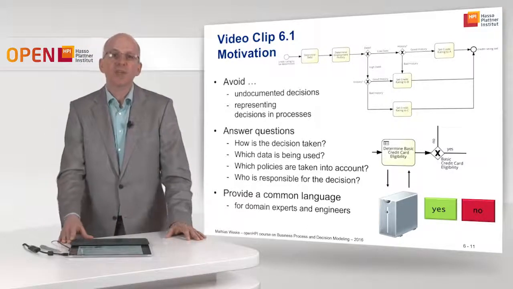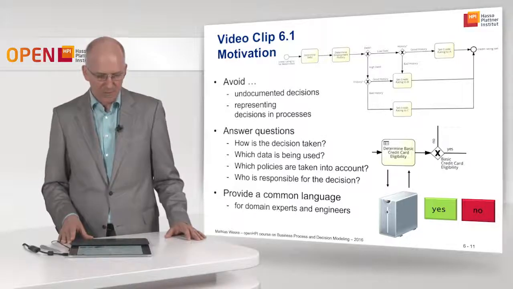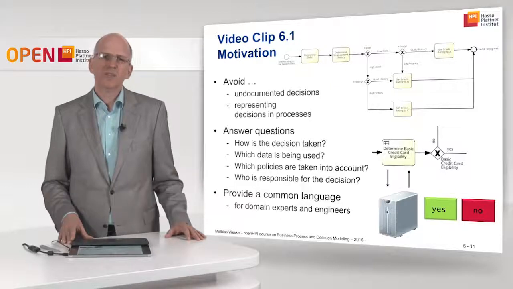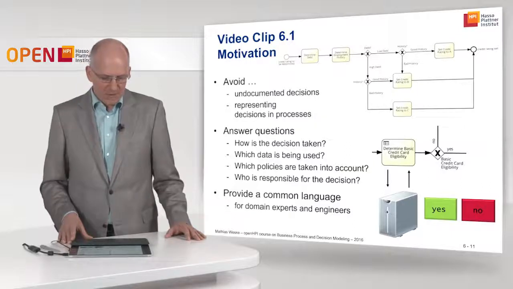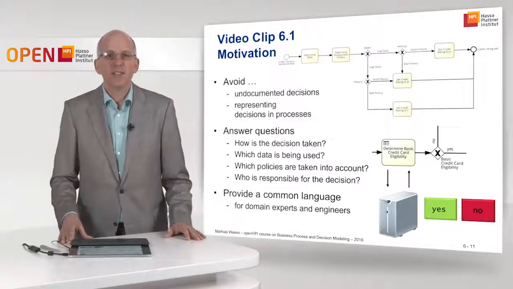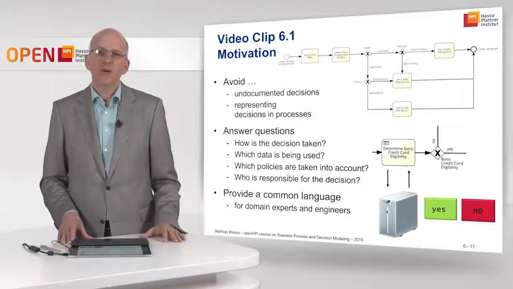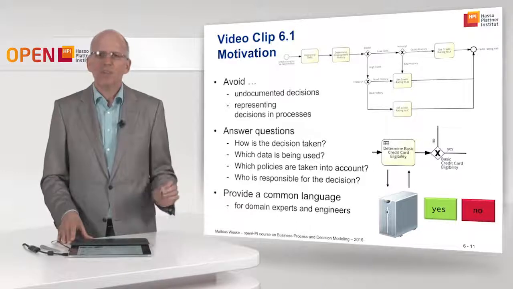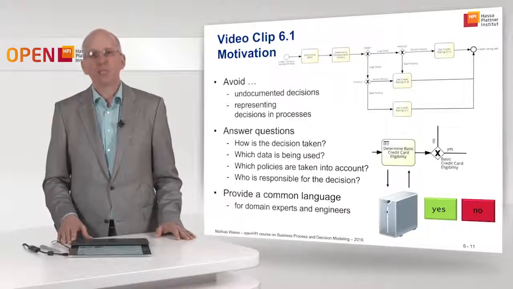This brings me to the end of video clip 6.1, in which we motivated decision management. We wanted to avoid undocumented decisions in processes, and we also wanted to avoid representing decisions in process models. We want to answer questions like, how is the decision actually taken? Which data is being used to take the decision? Which policies are taken into account when taking the decision, and also we want to make sure we know who is responsible for taking a decision. And finally, we want to provide a common language for domain experts and engineers.